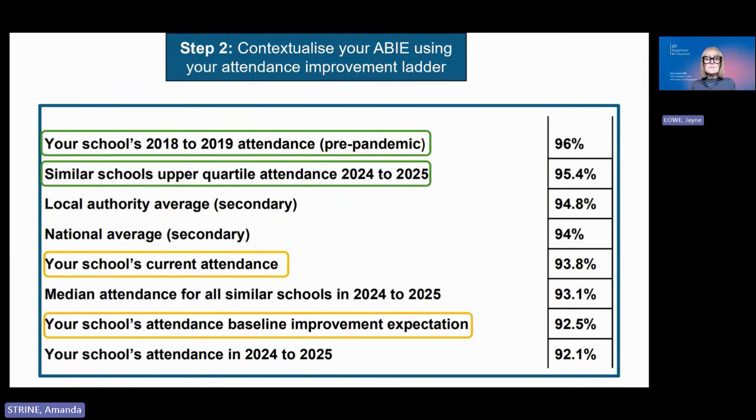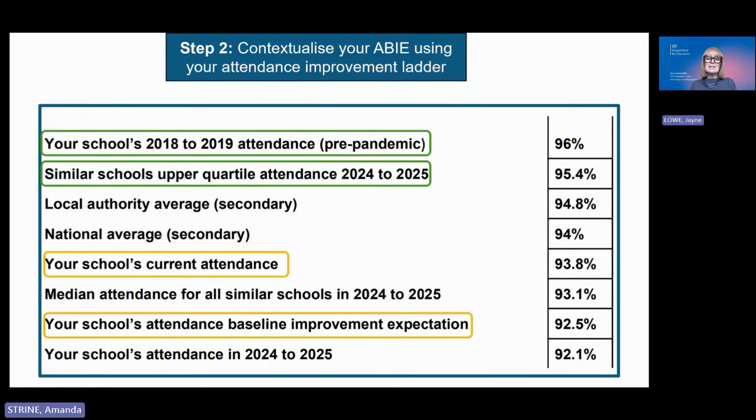When it comes to ABIEs, it's really important to keep looking up and not simply focusing on the bottom line. The second step is to contextualise your ABIE. It's incredibly important that you don't look at your ABIE in isolation, but rather as one rung on your ladder of improvement back to at least your school's pre-pandemic levels. I've said for a long time that poor attendance is the educational challenge of our generation, and we've got to be bold in our ambition.